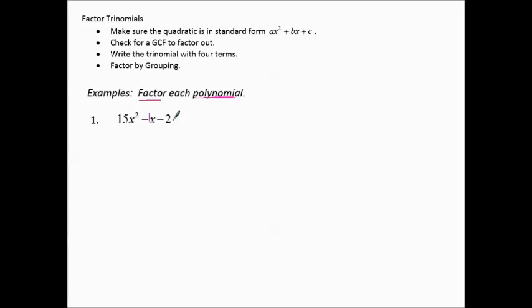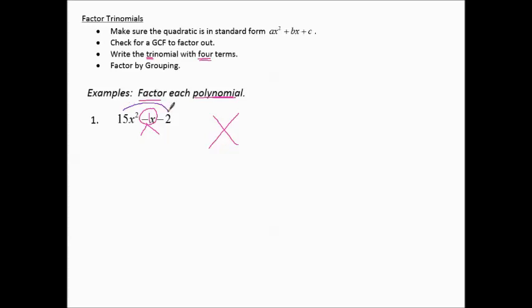So I'm good there. My third step says write the trinomial with 4 terms. What that means is I have 3 terms right here. It's a trinomial. I have 3 terms. I want to write it with 4 terms. So what I want to do is make this term into 2 terms. I want to split that term up. Okay, and in order to do this, I need to follow a specific pattern. So you're going to go ahead and draw this little X on your paper. Okay, because what we're going to do is find 2 numbers.